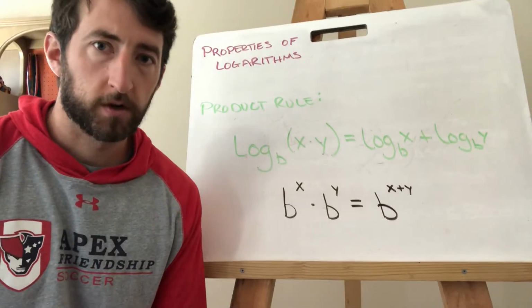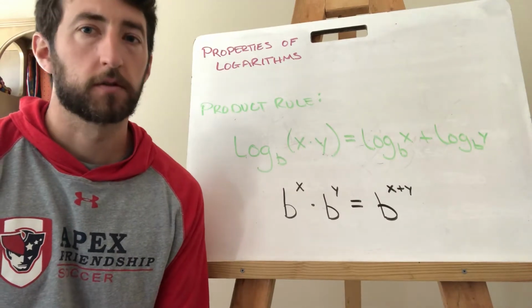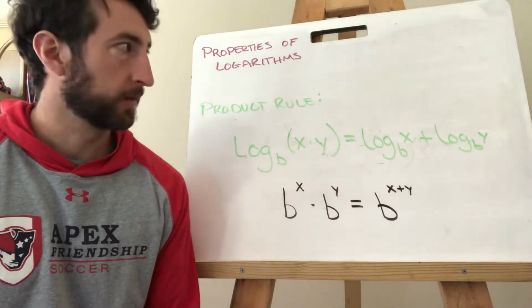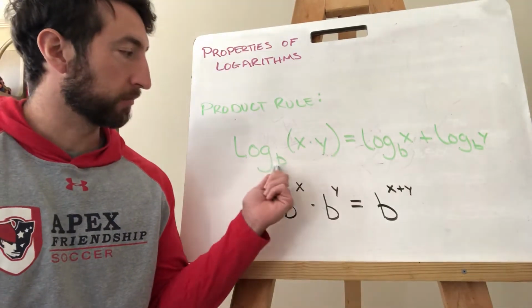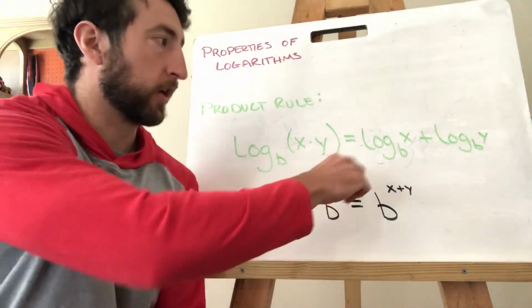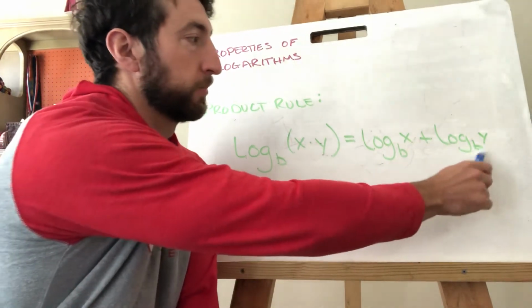All right, today we're going to look at some properties of logarithms. There are three properties that we're going to talk about today. The first one is the product rule, which just states if you take the log base b of x times y, it's going to simplify or expand into log base b of x plus log base b of y.